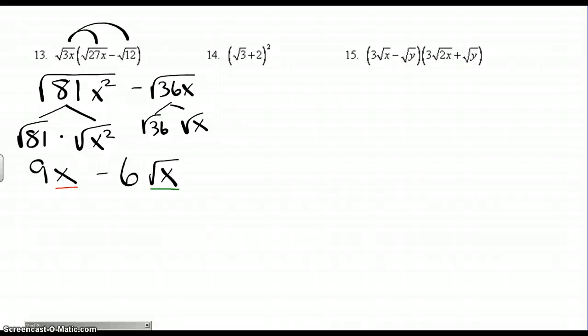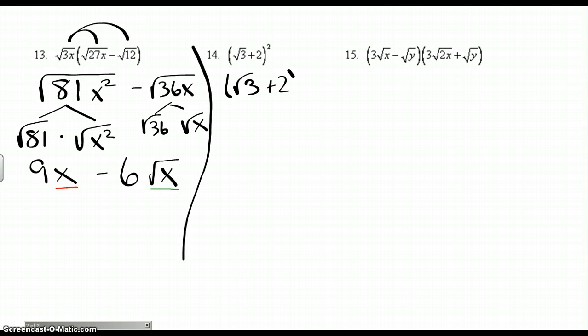Okay, number 14. I have the square root of 3 plus 2, and I'm squaring the whole quantity. So what I'm going to do is rewrite it so that I can clearly see what I'm multiplying. Square root of 3 plus 2, and I'm going to multiply it by itself, because that's what squaring is. And then we just need to distribute like we did in the first problem. So I'm going to distribute that square root of 3, and I'm going to distribute the 2.